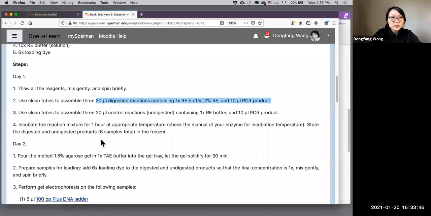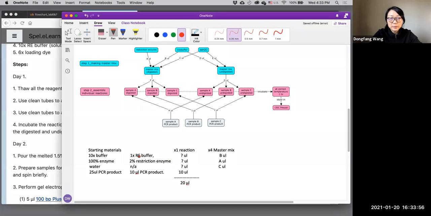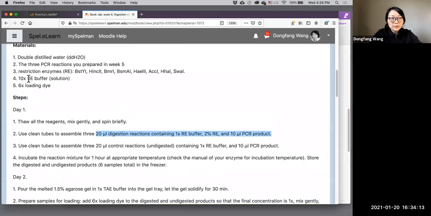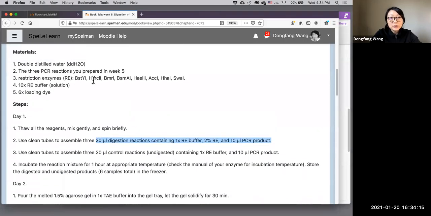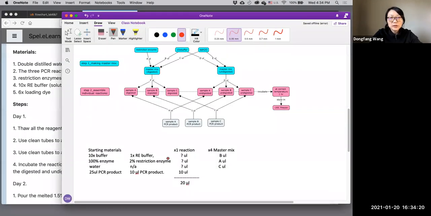First of all, the protocol says that we're going to assemble individual digestion reactions containing these ingredients. I have that information already mapped here. Our starting material is PCR product from the previous lab, lab 5. We have 25 microliters of it. We also have 10x buffer and the enzyme, which is considered 100% pure for the purpose of calculation.